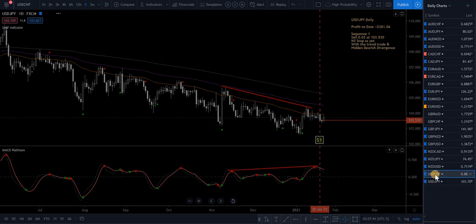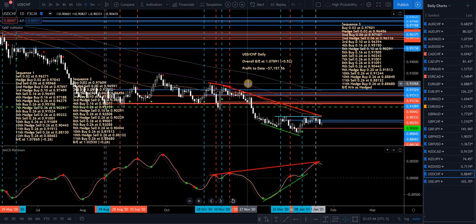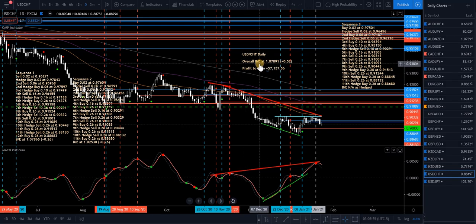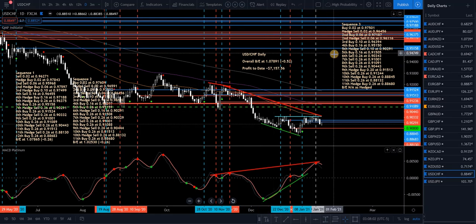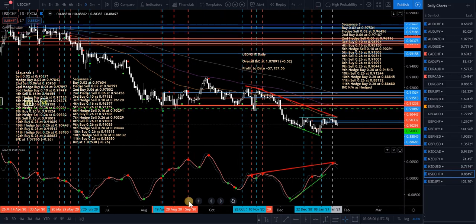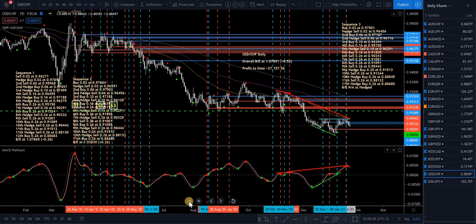Right, USD Swiss franc. This is one pair that does cause me grief. Right, you can see I've got 1, 2, 3 sequences currently on. We've got some decent profit at 7,157. You can see my notes there. We're nowhere close to being overall break-even, which is right up here somewhere. Yeah, look, it's a pair I've been in for a long time. I don't like it. I don't know why I've got 3 sequences.